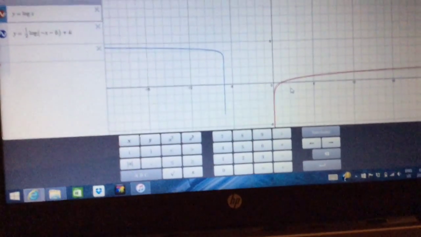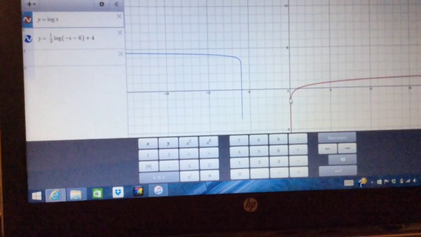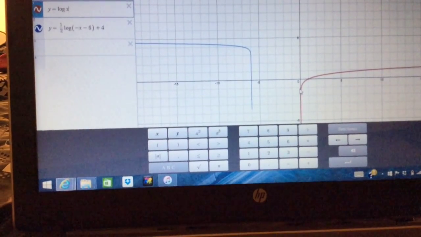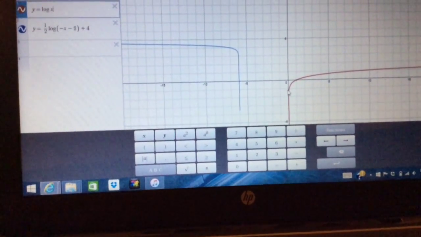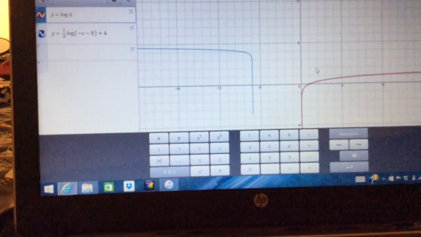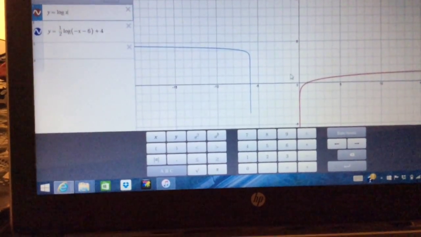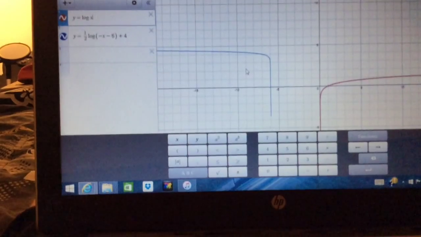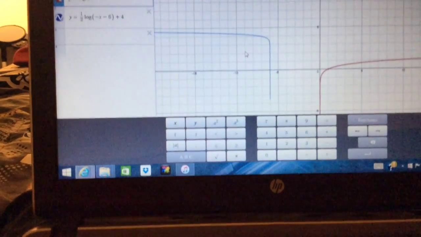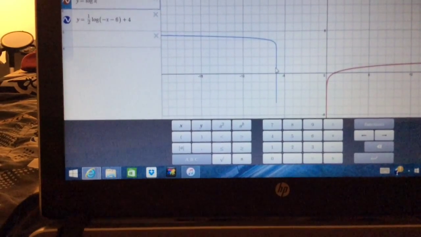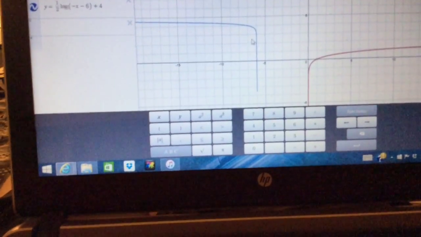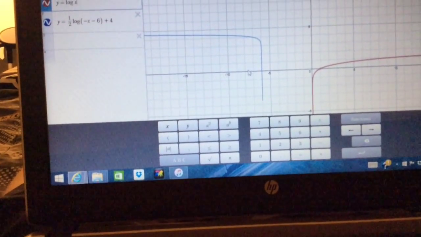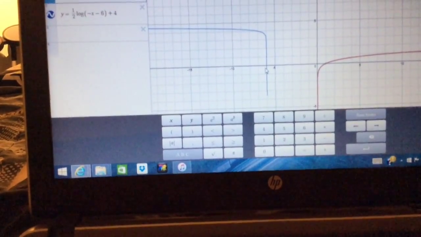So the range of the parent function is every real number in the real number system, and the domain in the parent function is every real number, except that x has to be greater than 0. And in the transformed function, the range is the same. It's just that the domain is different. The domain in the transformed function is every real number, except that x has to be less than -6.